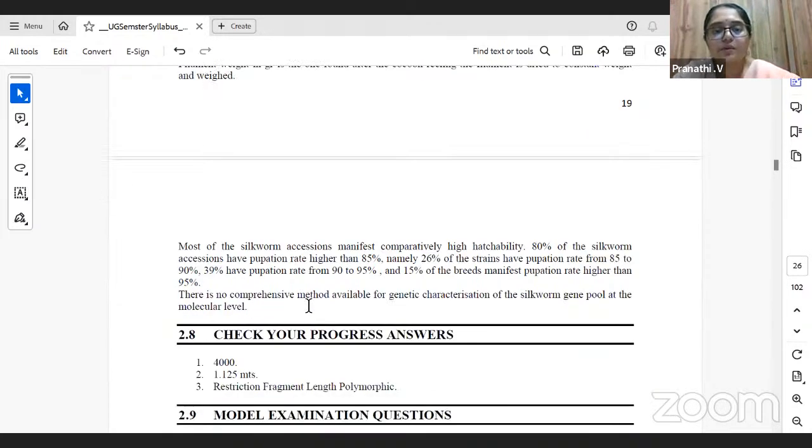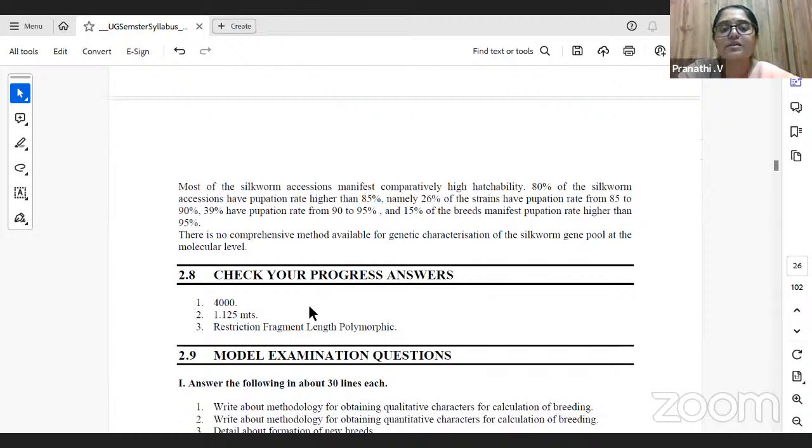Most of the silkworms are going to have a high hatchability, and 80% of the silkworm accessions have a pupation rate higher than 85%. Some 26% have a pupation rate, that is formation of the pupa from the total number of larvae counted, around 85 to 90%. For 39% of the silkworm breeds, you have around 90 to 95% pupation rates, but it's only 15% of the top breeds that show a pupation rate higher than 95%. So you have less amount of wastage.